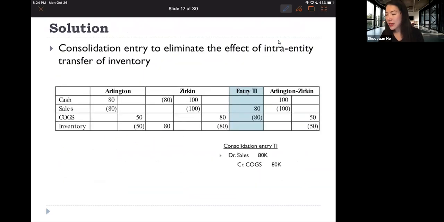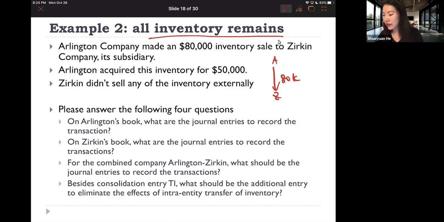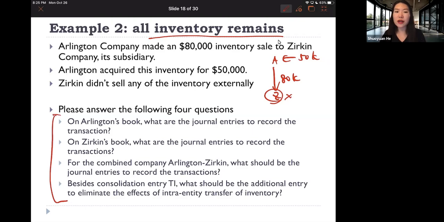Let's look at another example. The second example is what if all of the inventories remain within the firm at the end of the year? So the same example, we have Arlington and Zirkin. Arlington made an 80,000 inventory sale to Zirkin. Arlington acquired inventory for 50,000, and Zirkin did not sell any of the inventory externally. So all of the inventory remains within the firm. Still, the 4 questions, please take 15 minutes, try to work on those questions, and you can pause your video for now.